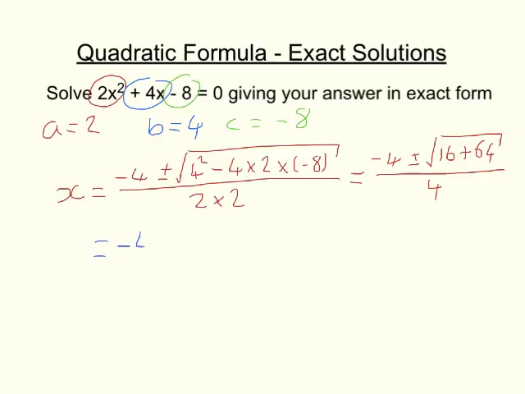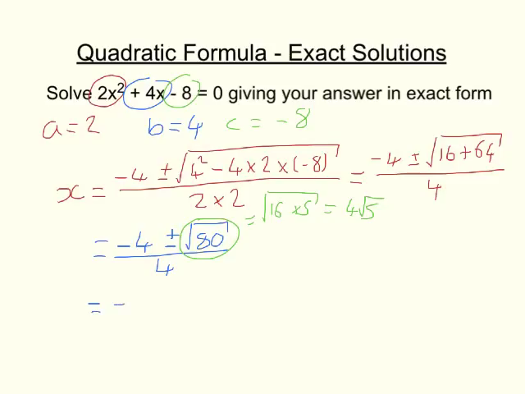Now that gives us minus 4 plus or minus root 80 over 4. Root 80 we can simplify to give us, let's see, root 80 is going to be root 16 times 5, which is 4 root 5. So we get minus 4 plus or minus 4 root 5 over 4. And once again, we can now cancel out the 4, which cancels with both parts of the top. So we get equals minus 1 plus or minus root 5. As our final answer, two parts, minus 1 plus root 5 and minus 1 minus root 5.